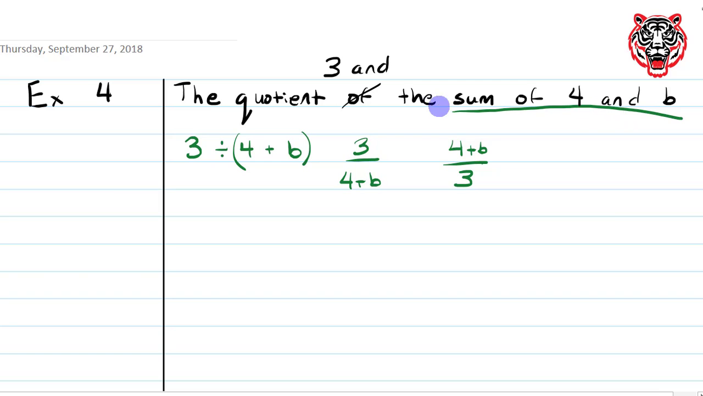Because 4 plus b, the sum of 4 plus b, that's like one solid text block. And then you're basically doing the quotient of this number and everything that's over here in this block. So that's why I put parentheses here, which means that 3 divided by 4 plus b, this was correct. This is correct with parentheses, but this is incorrect.